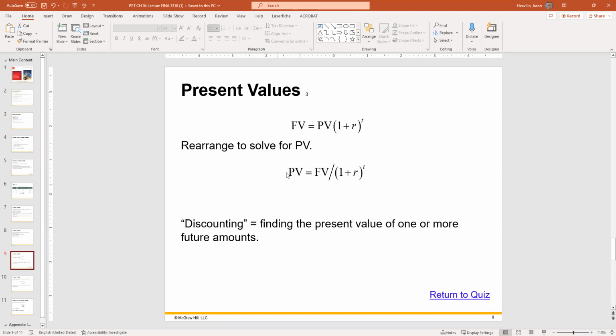So the formula itself, we're familiar with the future value formula. All we're going to do is use algebra and rearrange to solve for present value. So you take this divided by that, and it leaves you present value by itself, and it looks like this. Future value divided by the discount rate.